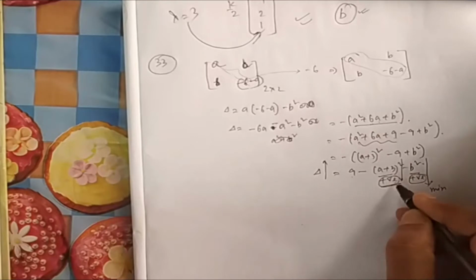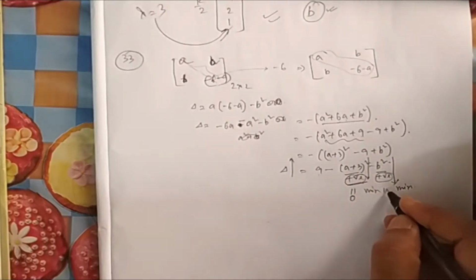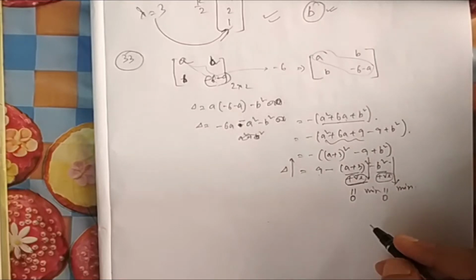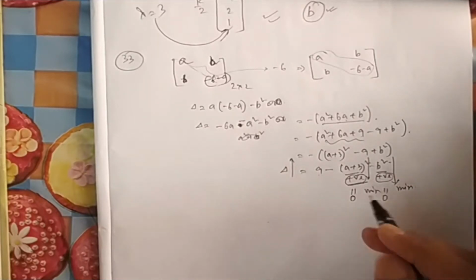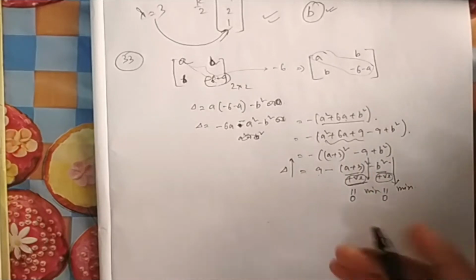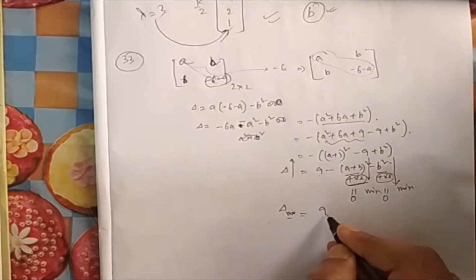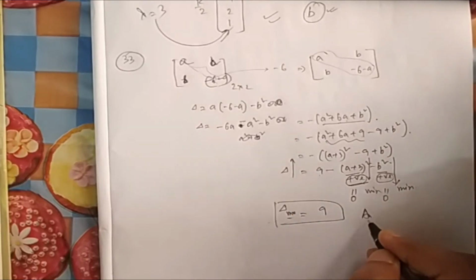So what is the minimum value of a perfect square? The minimum value is always 0, because it will always be positive. It cannot be negative. So the minimum it can reach is 0, when A is equal to minus 3 and B is equal to 0. Otherwise it will always be positive. So 9 minus 0 is 9. So the maximum value of delta is 9. So 9 is the answer.